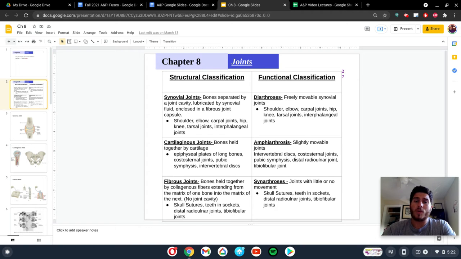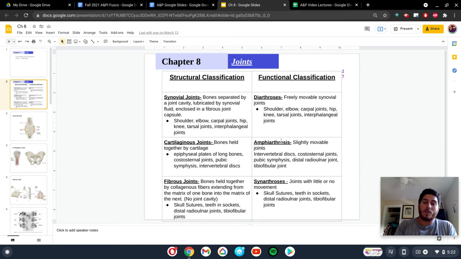So, to start off, we have the diarthroses, which are going to be the freely movable joints. These are the ones you're probably most familiar with. These are the joints that allow you to move. These are going to be like our shoulder, our elbow, hands, feet, hip, and so on. All the stuff you typically think of when you hear joints. So basically everything you're probably already thinking about.